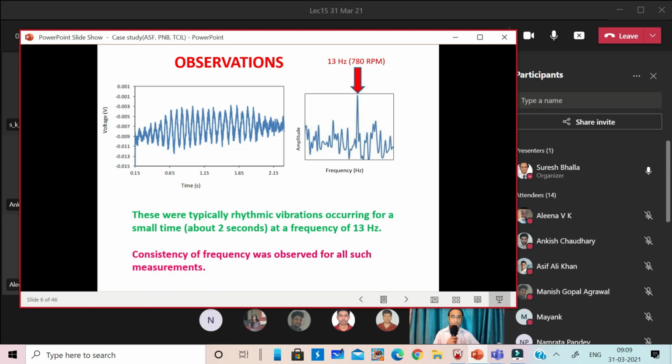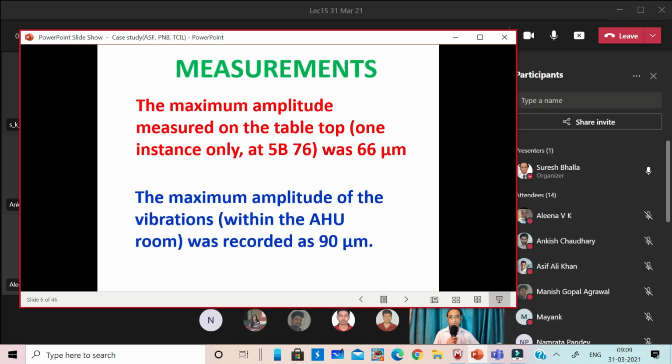With these observations, we went further and checked these measurements against the IS code provisions, whether they are exceeding or not. So we measured amplitude at 2 points. At one point we found the amplitude was 66 microns, and at the other location it was 90 microns, and at both the locations the frequency was 13 hertz.